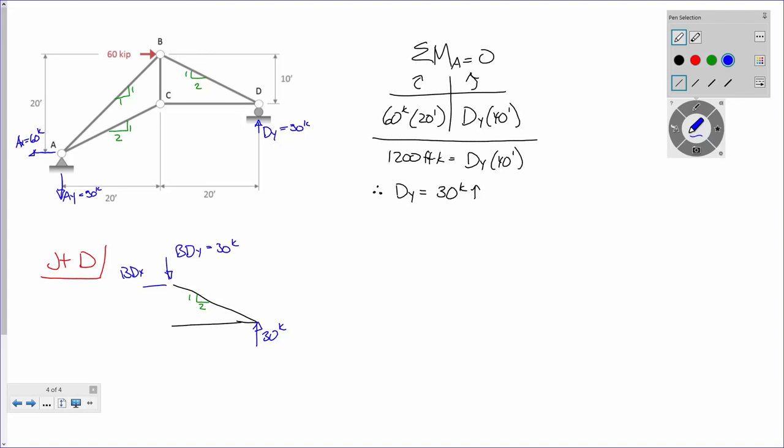See, this is starting to get pretty simple, isn't it? Now, BDX, do you need to do anything, or can you tell me what it is? Can anybody tell me what BDX is going to be? There you go. So this is to the right.